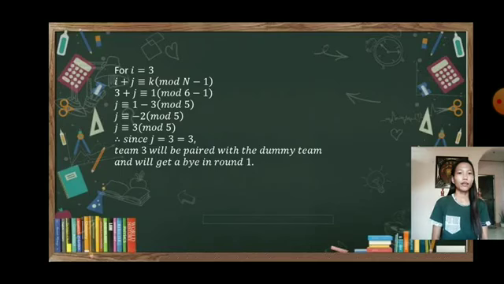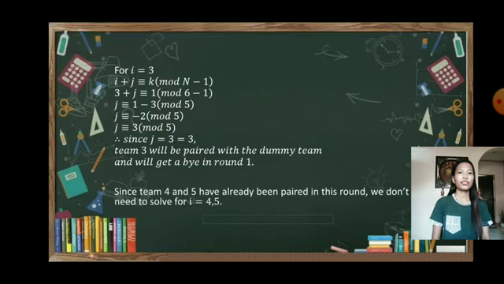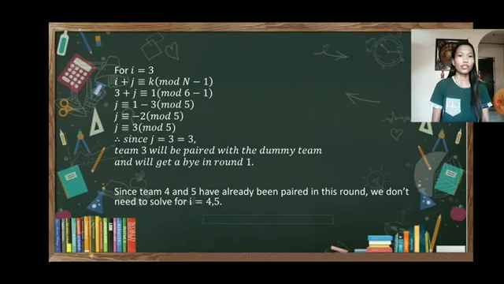Of course, the rule here is that once the value of j and the value of i are the same, it means they are paired with the dummy team that we added to the round robin. And this means Team 3 will not play in round 1 because they have no pair. Since Teams 4 and 5 have already been paired in this round, because Team 4 was paired with 2 and 5 was paired with 1, we don't need to solve for i = 4 and 5.